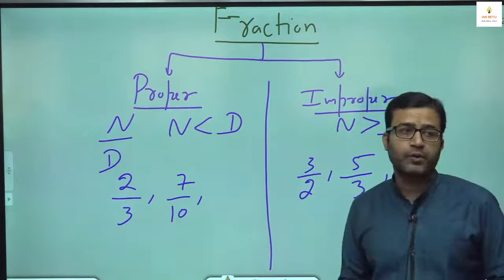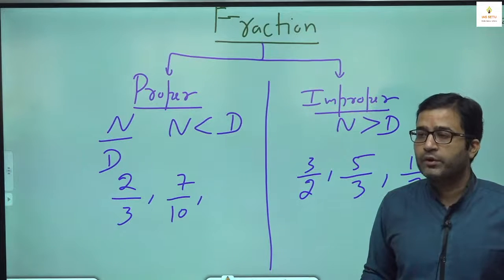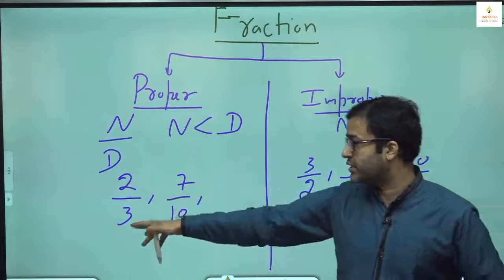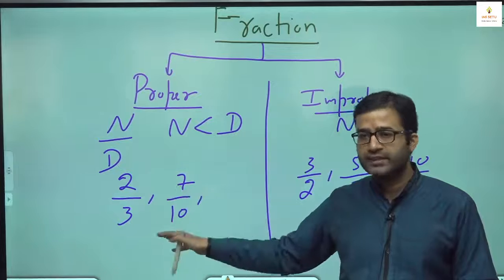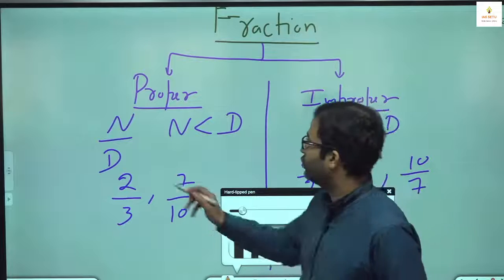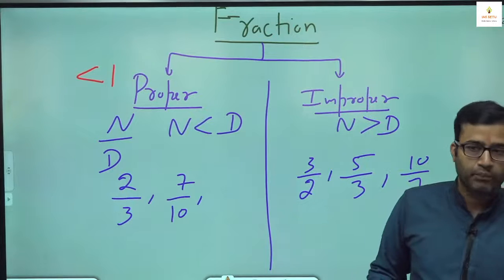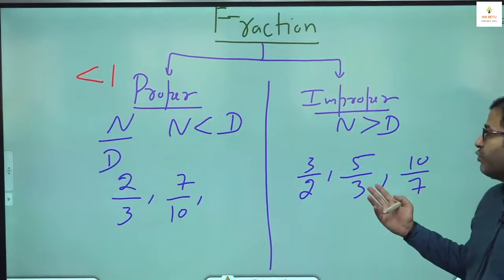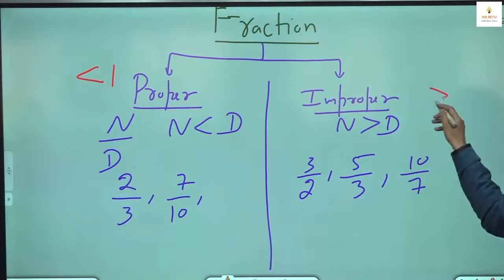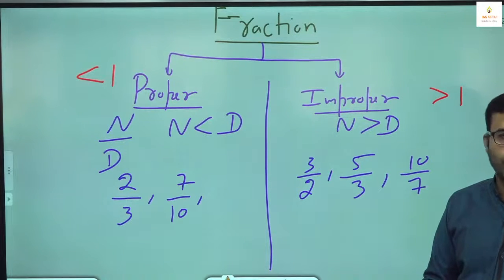If I convert this proper fraction in decimal, your value will always be less than 1. If your numerator is less than denominator and you convert this in decimal, your value is always less than 1. And in case of improper fraction, if you convert in decimal, your value is more than 1 because numerator is more than denominator. More than 1.